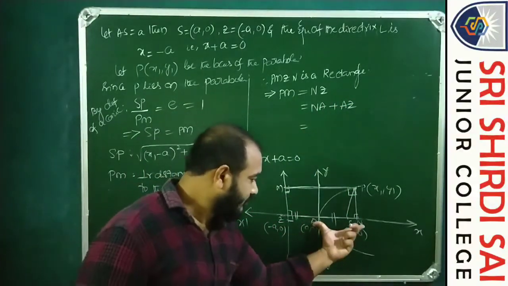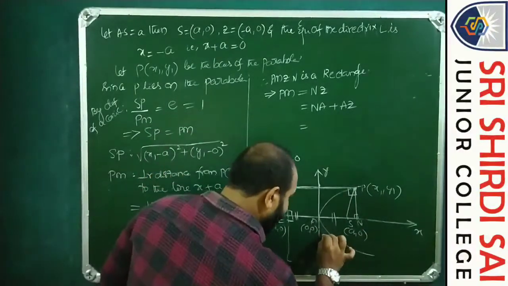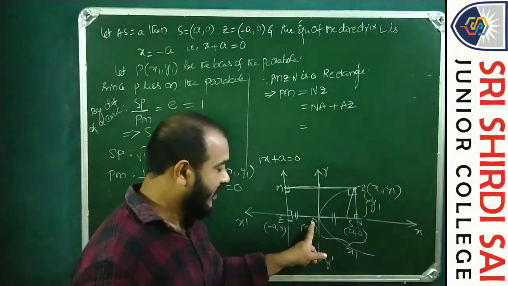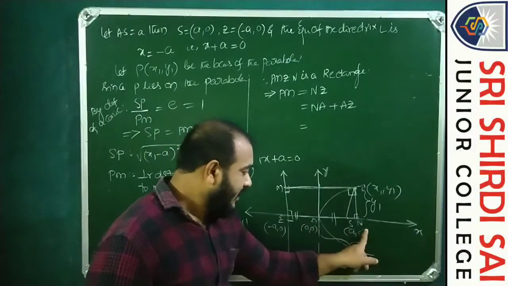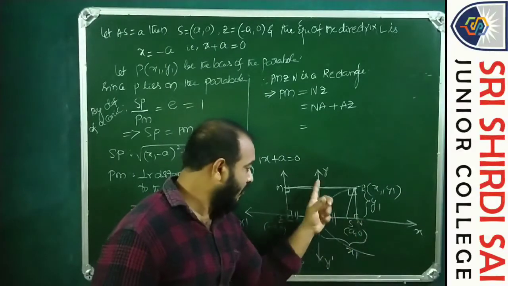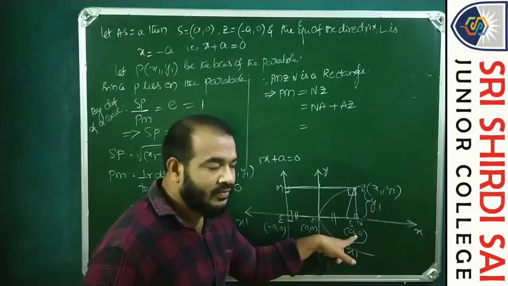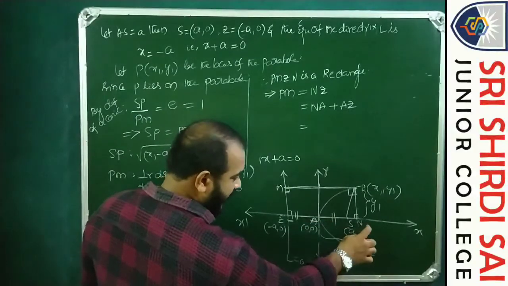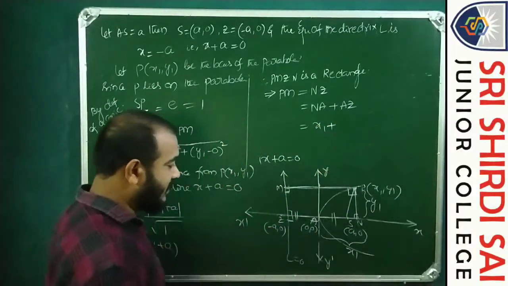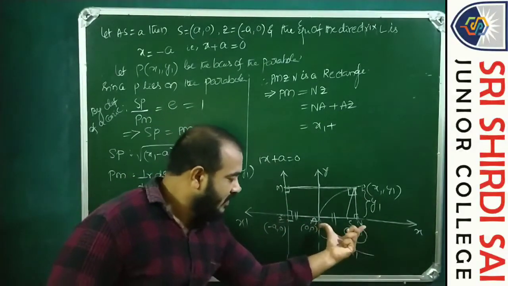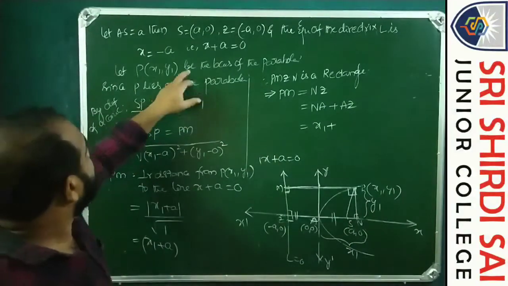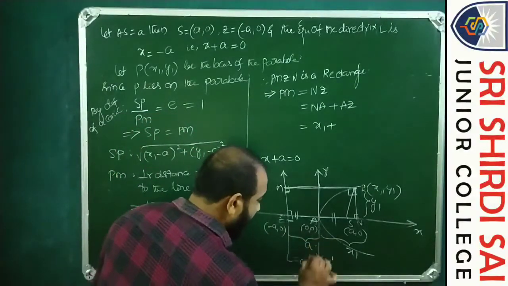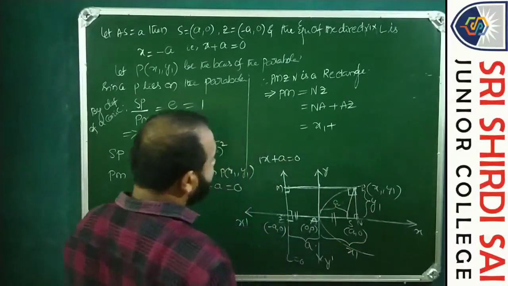What is NA? Since this is the origin, NA is nothing but X1 and PN is nothing but Y1. So N is at a distance of X1 units from the Y axis and PN is the Y component. So NA plus AZ, NA is X1 plus AZ. What is AZ? SA is equal to AZ is equal to A, which we have taken earlier. This is also A and this is also A. That means X1 plus A.